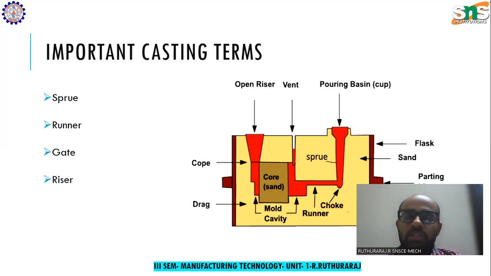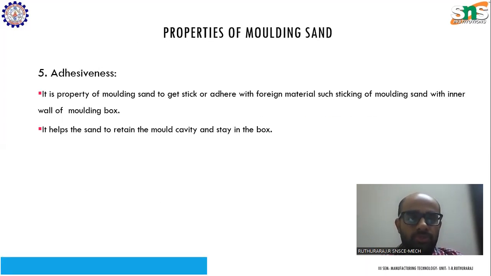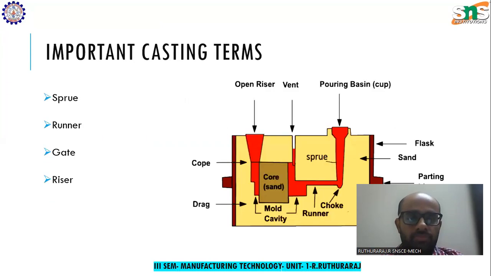This process is simply called the sand casting process. There are minute steps involved in this sand casting process, so we'll discuss that. The process involved in sand casting is that once you make the pattern, you place it in the sand, make a cavity, and pour the molten metal into the mold cavity. Once it solidifies, you can remove it and you get the required shape.